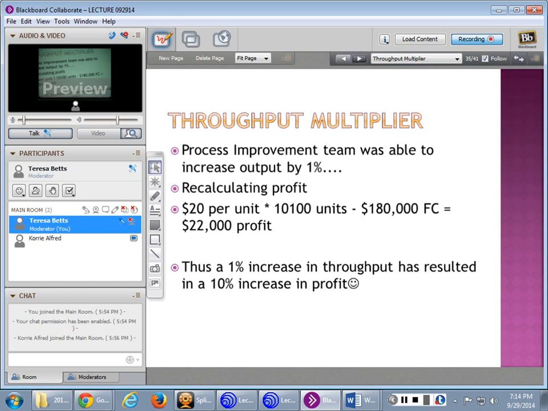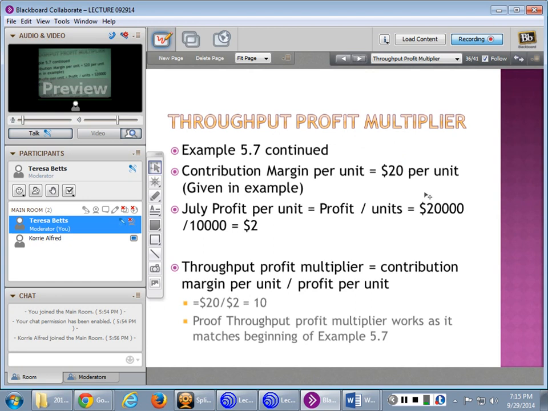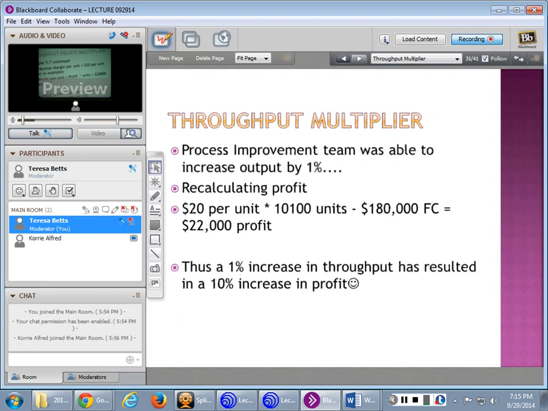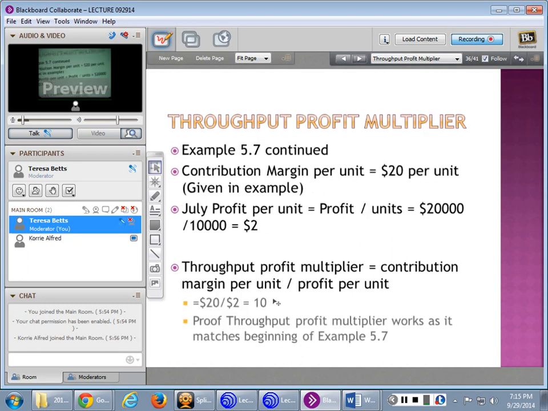And so that being said, if we were going to calculate it just by looking at the throughput profit multiplier, contribution margin is $20 per unit. That was given to us in the example. July profit per unit is 20,000 divided by 10,000, which is $2 per unit. So if I'm looking at that profit multiplier, my contribution margin of $20 divided by my profit per unit of $2 says that I'm going to get that 10% multiplier, and so it matches exactly what we calculated over here. A 1% increase makes a 10% increase in profits. So that's what we're saying, that this 10 says we're going to get a 10% increase in profits.